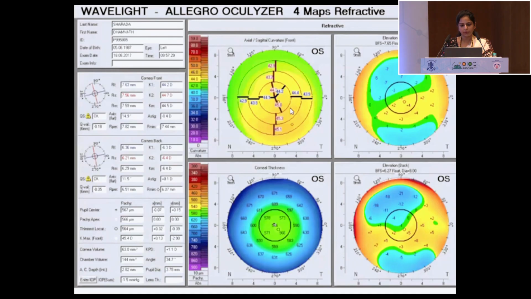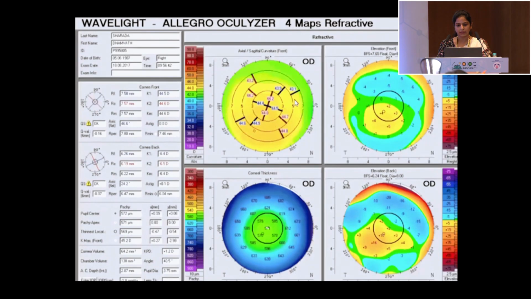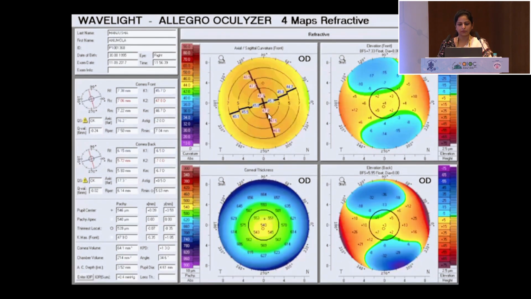Another example being, here no classical pattern can be seen. Corneal thickness is normal and the elevation points also look normal. You compare, looks fine, the cornea is fine. Then you compare it with the other eye. The other eye also looks the similar pattern, no classical pattern, thickness is normal. So this patient can be taken up for refractive procedure.